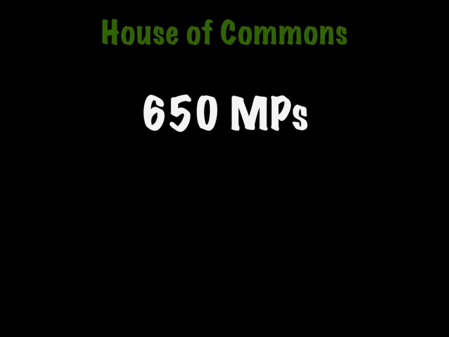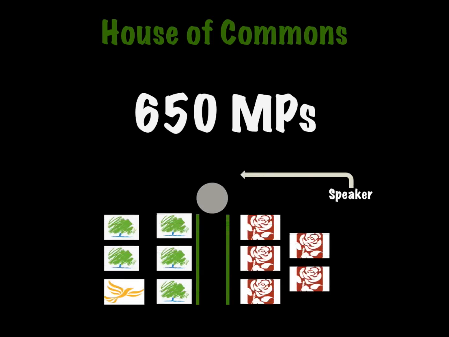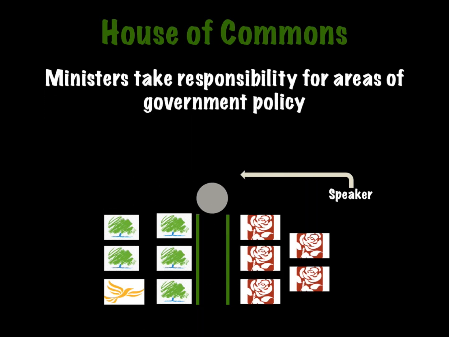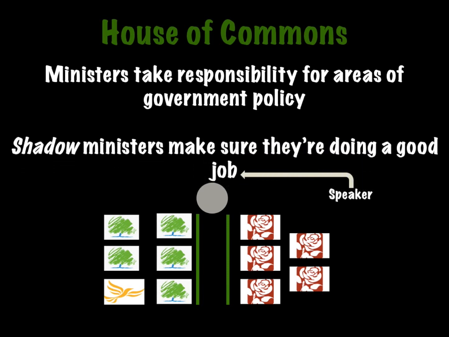The House of Commons, the lower chamber, holds 650 members of Parliament, or MPs for short. In the chamber, which is green, whereas the Lords is red, the governing party sits on the right of the Speaker and the opposition sits on the left. More than 100 MPs hold ministerial positions, which means they take responsibility for certain areas of government policy. The opposition appoints shadow ministers to confront their rivals. Ministers and shadow ministers are frontbenchers, while the majority of MPs are backbenchers.